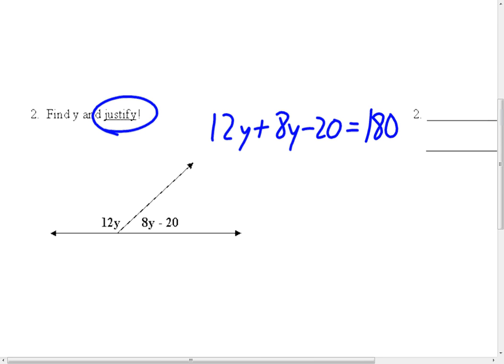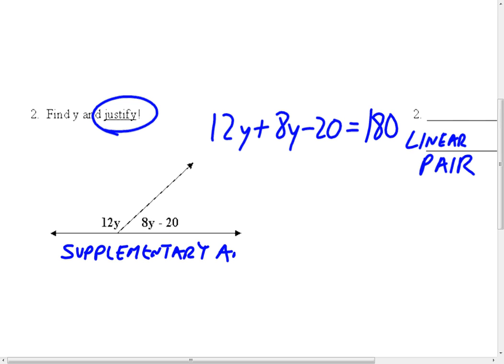It's supplementary. He said supplementary, and I would take supplementary, but what is a more precise explanation of two angles that are supplementary and adjacent? Linear pair. Let's get into the practice of using linear pair as an explanation if our angles are supplementary and adjacent. So down here you put supplementary and adjacent. I wouldn't mark off for supplementary, but a little more accurate would be linear pair.